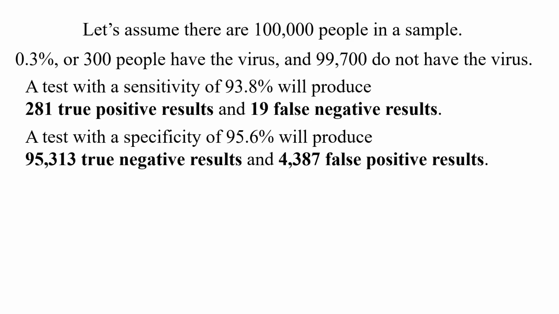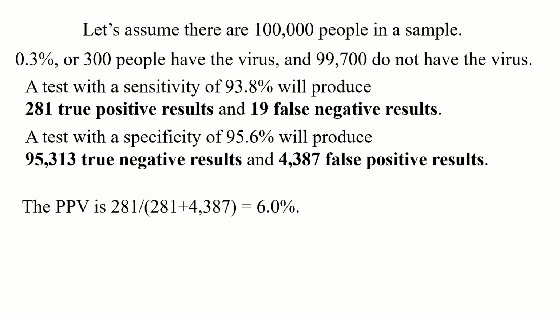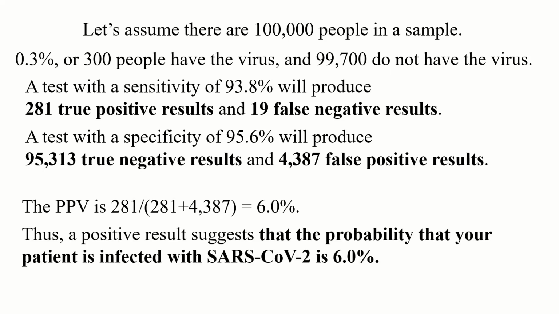A test with sensitivity of 93.8% will produce 281 true positive results and 19 false negative results. A test with a specificity of 95.6% will produce 95,330 true negative results and 4,387 false positive results. As mentioned earlier, the positive predictive value is the true positive results, 281, divided by all positive results, 281 plus 4,387, which gives us a positive predictive value of 6%. Thus, the chance that this individual is truly infected is only around 6%.